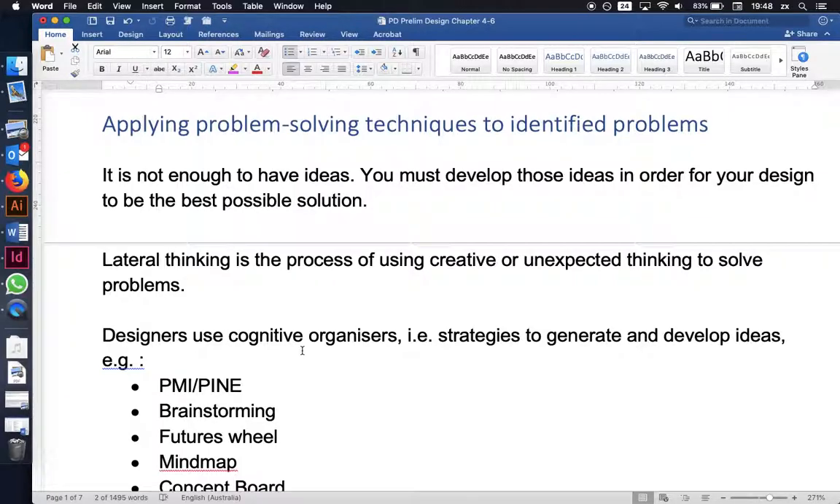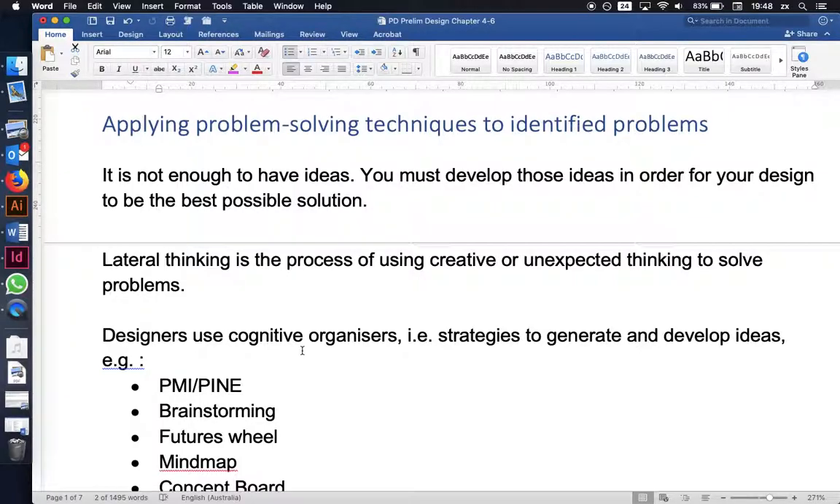You have to keep pushing. You have to keep reiterating your project. You have to keep looking at things from other people's perspective. Keep looking for where is the weakest part of your idea in order to get the best possible solution. Lateral thinking is the process of using creative or unexpected thinking to solve problems. Alain de Botton, that we talked about earlier, has his colored hats, and the idea of mentally adopting a colored hat helps us to see things from different points of view.